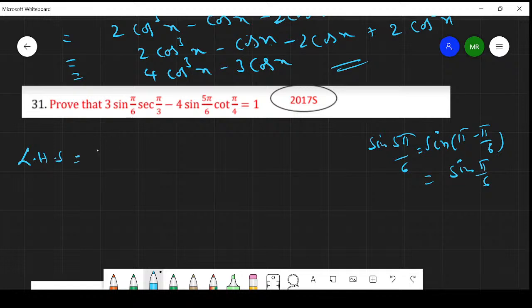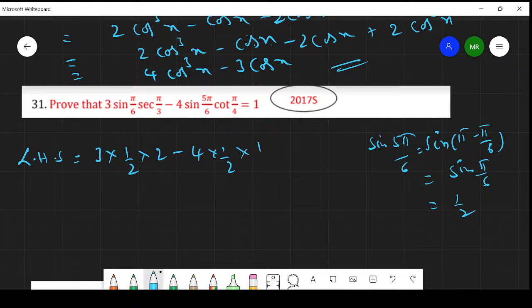On the left hand side, substitute the value: 3 into sin pi by 6, which is 1 by 2. Secant pi by 3, that is secant 60, will be 2. That will be 2 minus 4 sin 5 pi by 6, which I got as sin pi by 6. We know that sin pi by 6 is 1 by 2, so I can write 4 into 1 by 2.